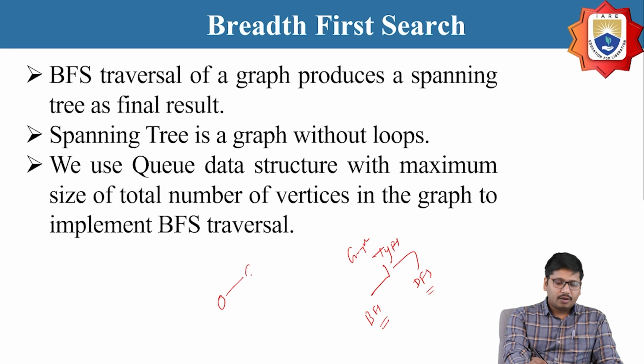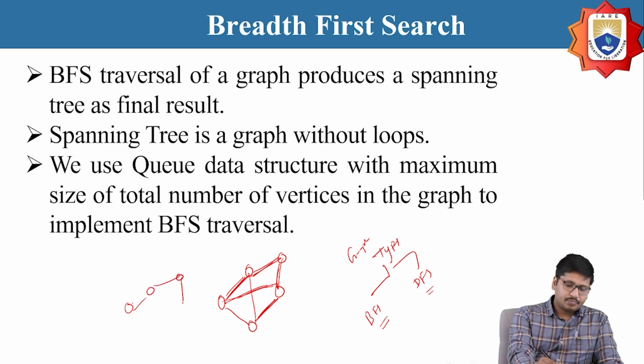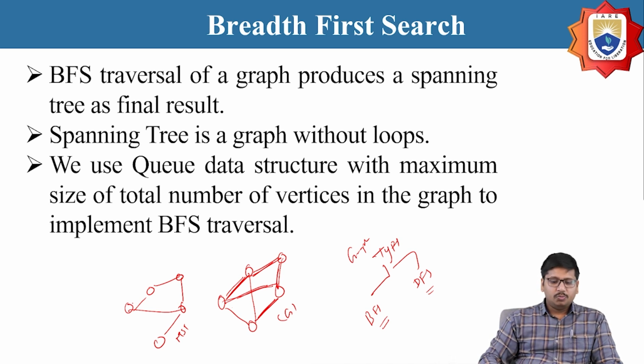Whenever I have a graph like this, it is going to generate a spanning tree in such a way that it visits all the vertices of the graph exactly once, without repeating. So the final result should be this. This should be one of the minimum spanning trees of the graph G here. A spanning tree is a graph without loops.